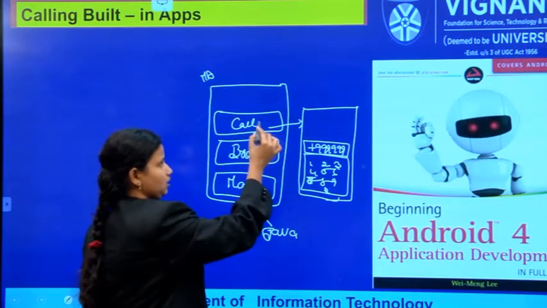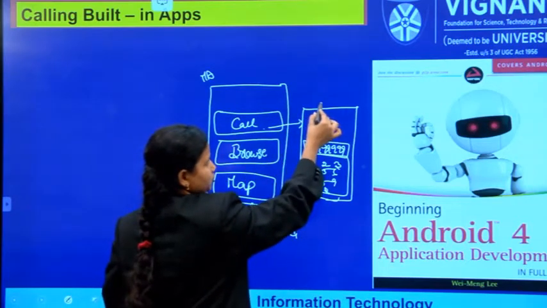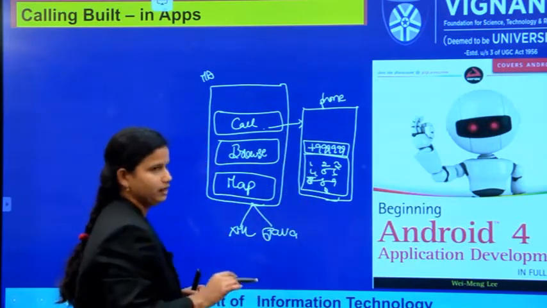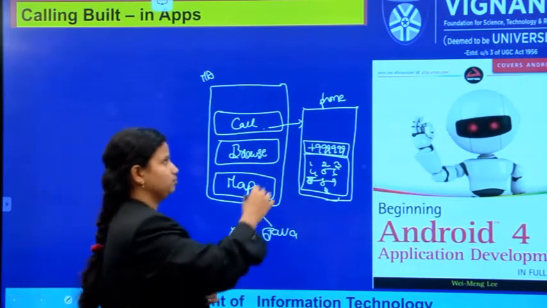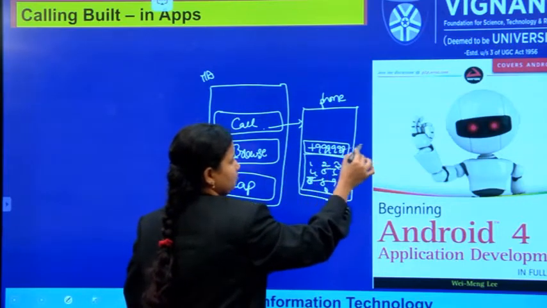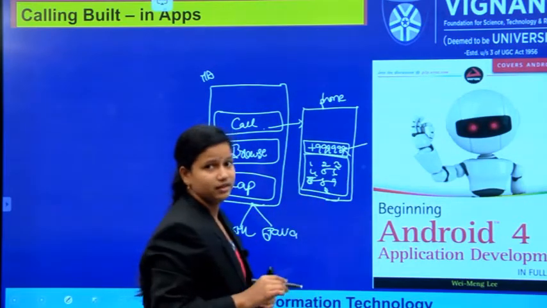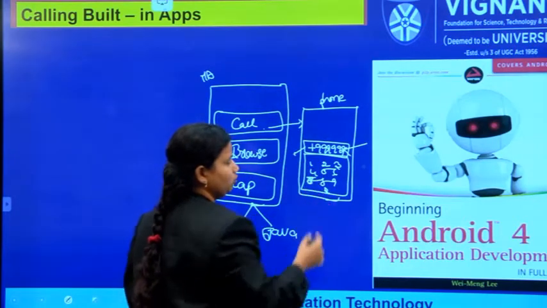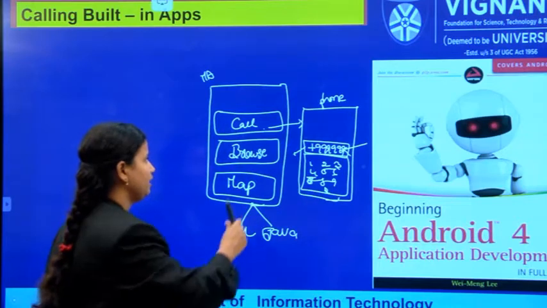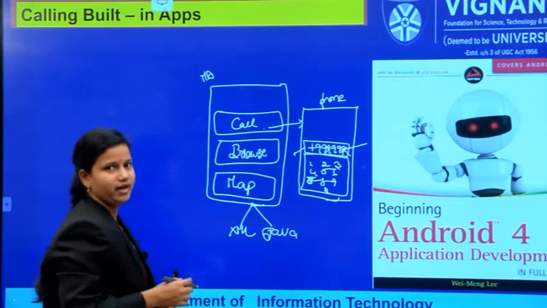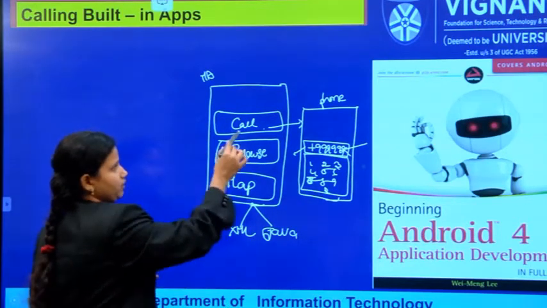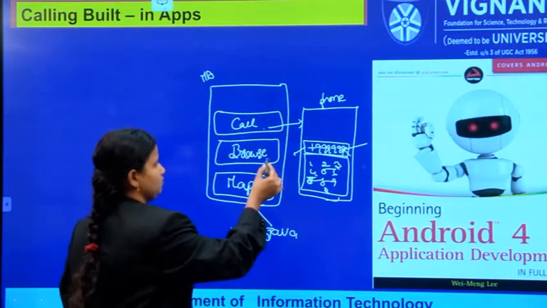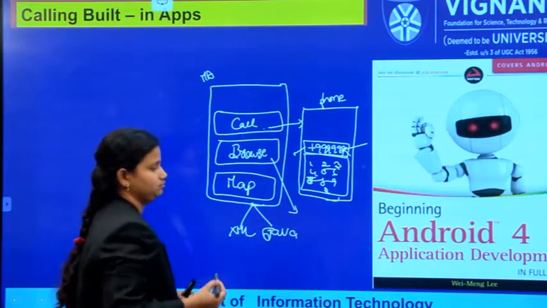Whenever you press the call button, it will automatically open the phone application that is available built-in. So whatever number we are giving, that number is ready, visible and ready to make a call. So when you press call in my application, it will open your phone. Next thing is I am pressing browser.